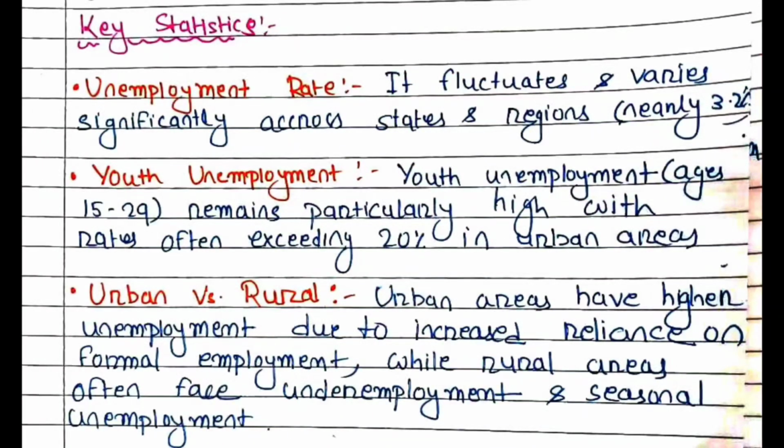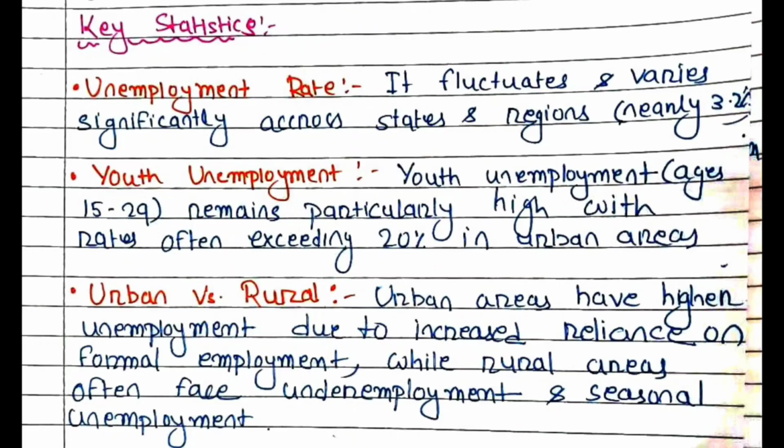We will see some key statistics of the unemployment rate. We will see it fluctuates and varies significantly across the states and regions, but on average it is now nearly 3.2%. Then youth unemployment. What is youth unemployment? The unemployment in the age group of 15 to 29, and it remains particularly high, with the rates often exceeding 20% in the urban areas.